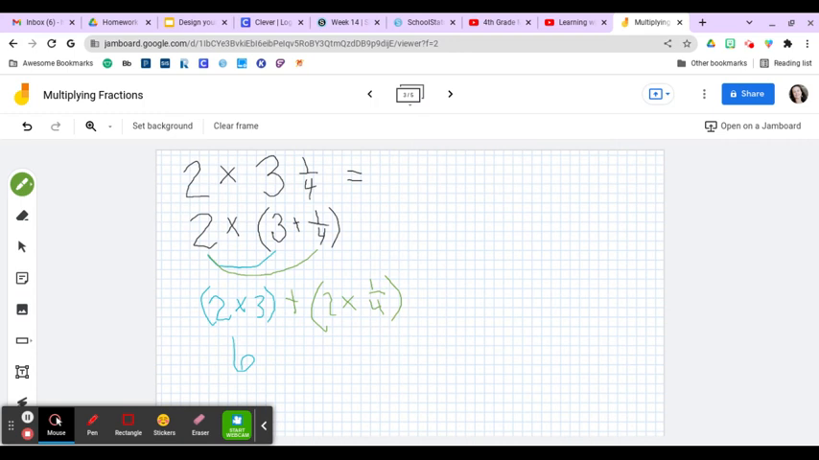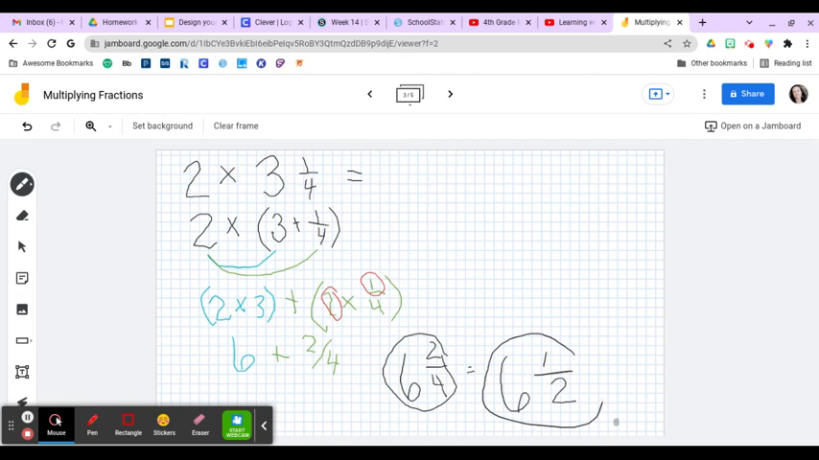So 2 times 1/4, we've learned that we multiply our whole number times our numerator when multiplying fractions. So 2 times 1 is 2, and my numerator stays the same. So I have 6 plus 2/4, which equals 6 2/4. Although 6 2/4 is the correct answer, what do you know about 2/4? You know that it really equals a half. So the better answer here would be 6 1/2.